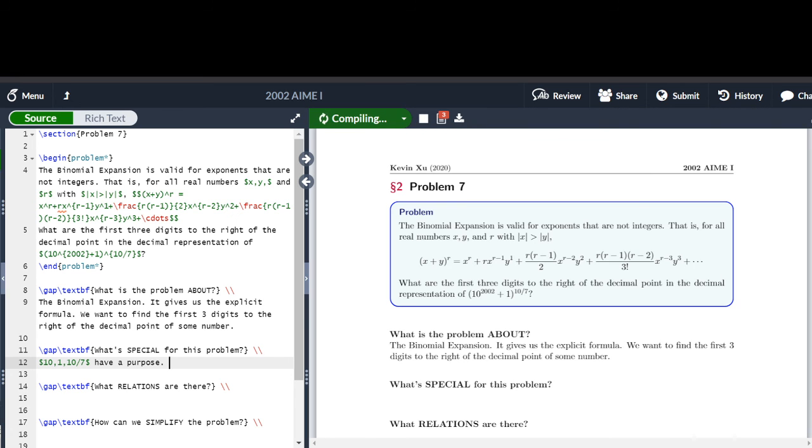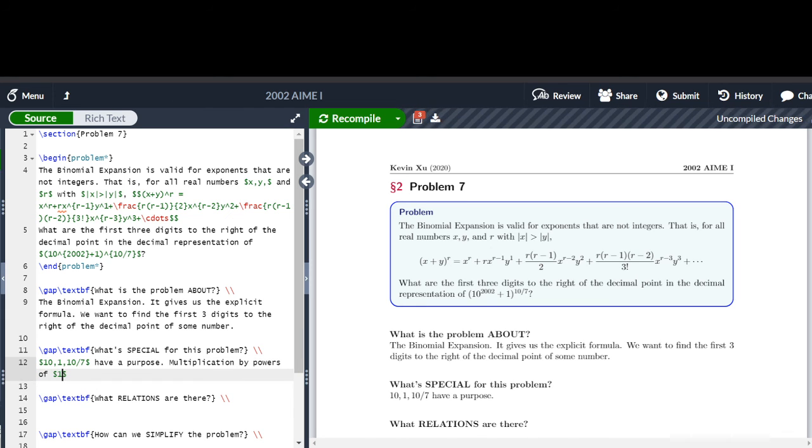And we can immediately see what 1 does. 1 is y in this binomial expansion. And in the binomial expansion, we're multiplying by powers of y, which is powers of 1, which is just the same. 1 to the power of anything is just 1.